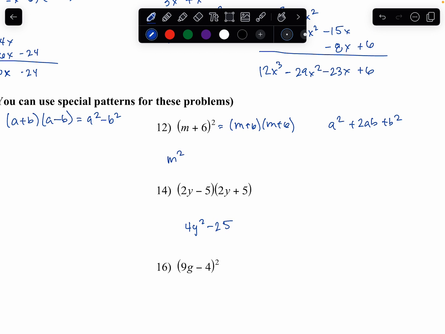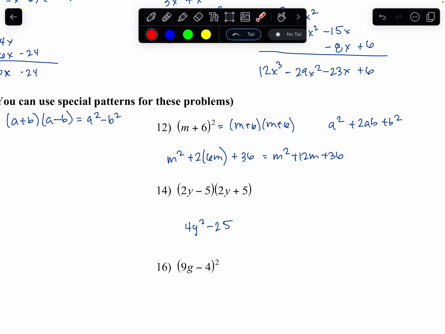And then we're going to get plus 2 times 6m plus 36. And then that's going to be equal to m squared plus 12m plus 36. So basically what we're saying here is that we're going to get double the middle term because these are the same, right?